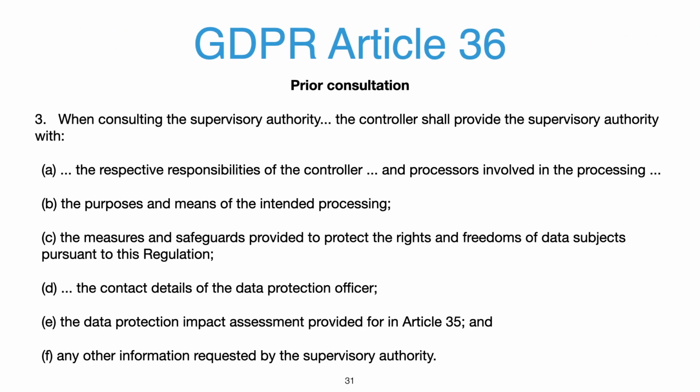Article 36.3 specifies some of the specific information that the controller will provide to the supervisory authority. This will include the responsibilities of the controller and any processors, the purposes and means of the intended processing, the measures and safeguards in place, once again, the contact details of the data protection officer, the data protection impact assessment, and then any further information that might be requested.